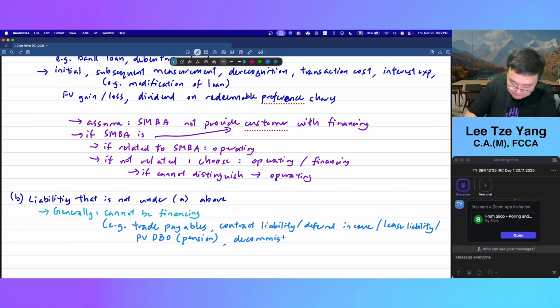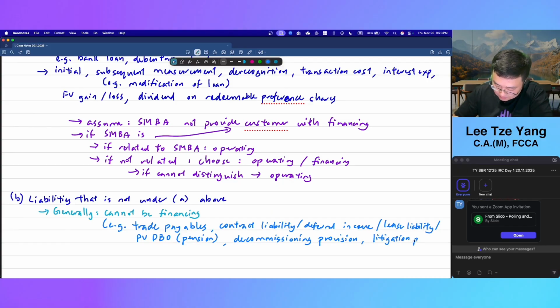Decommissioning provision, provision for decommissioning expenses. So it's not under this. Provision for a court case or whatever, it's not under this. Cannot be under financing. Litigation provision. So okay, all these things cannot be under financing.